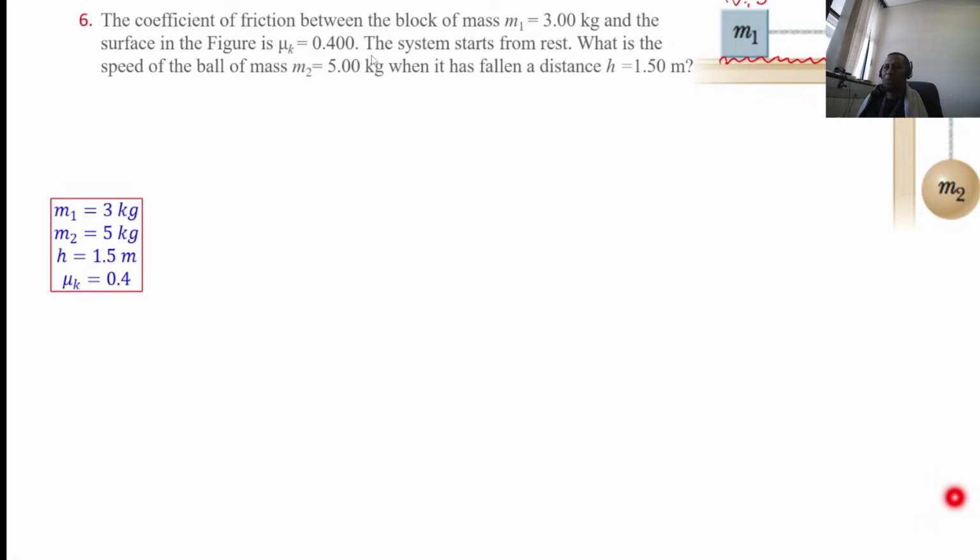And then what is the speed of the ball of mass M2, which is M2 by the way, you could see there, when it has fallen a distance of 1.5 meter, meaning it's going to come here when it falls a distance of about 1.5 meter. Of course, you could see the velocity is going to be down. It will have a certain velocity V. That's what you are looking for.